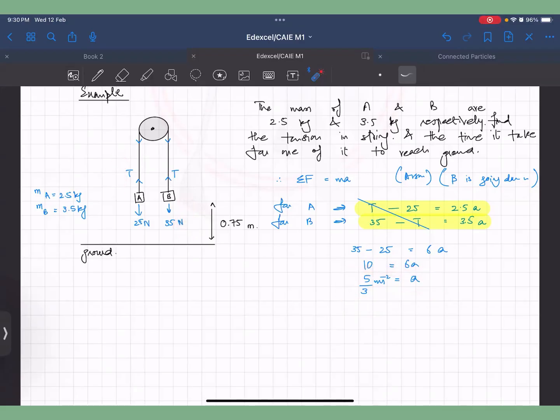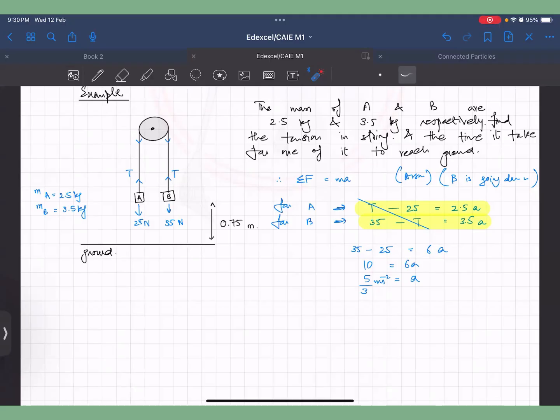If I would have taken a wrong assumption, then I would get an answer of negative 5/3. This would suggest that if I would have taken the assumption that B is going up, I would get an acceleration of negative 5/3. So the negative is denoting that the assumption was wrong. B is actually going down. So even if we make a wrong assumption, you would get the right answer, but the direction would be opposite. You have to understand this. After a few questions, you will get a better idea. Okay, don't worry about this.